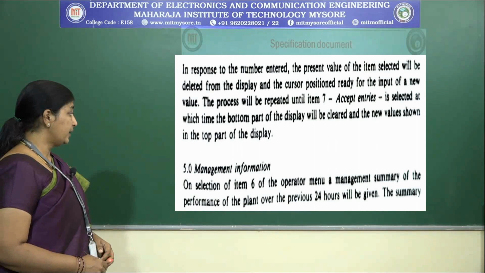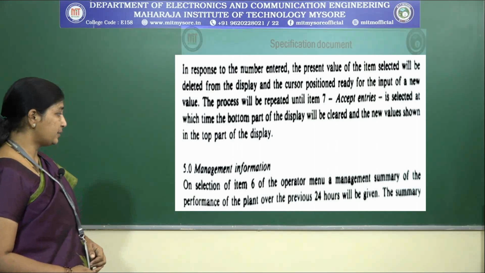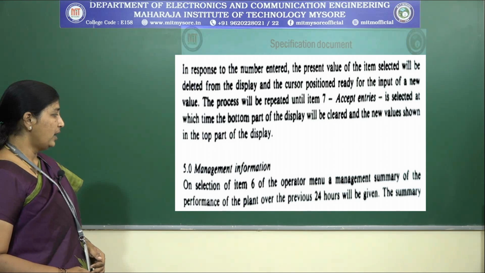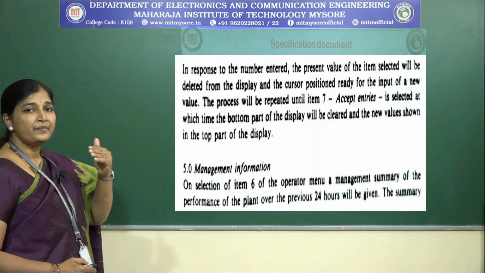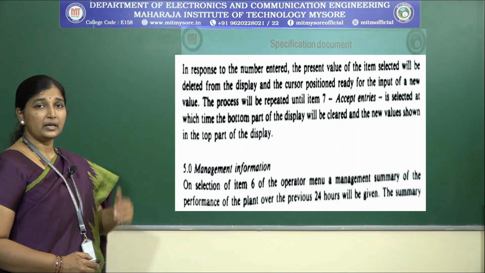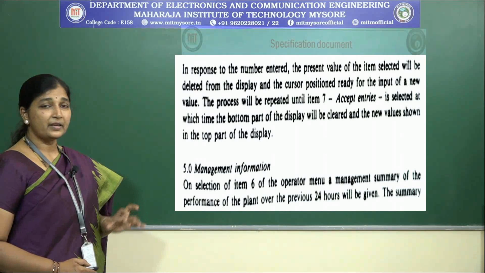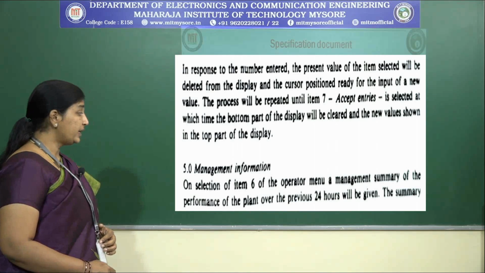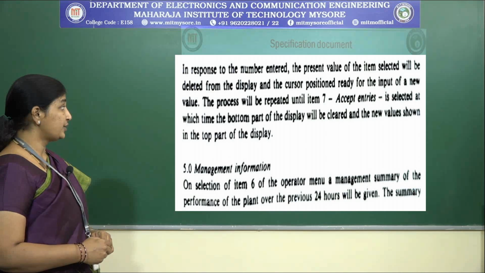Okay. Then management information. One selection of item 6. So these are the 6 items, right? In the operator menu, a management summary of the performance of the plant over the previous 24 hours will be given. It's like taking a summary for a day. So a 24-hour, one-day summary will be maintained, because after entering, it will give you all the details on the performance. So that summary has to be obtained for every 24 hours. So these are the management information.